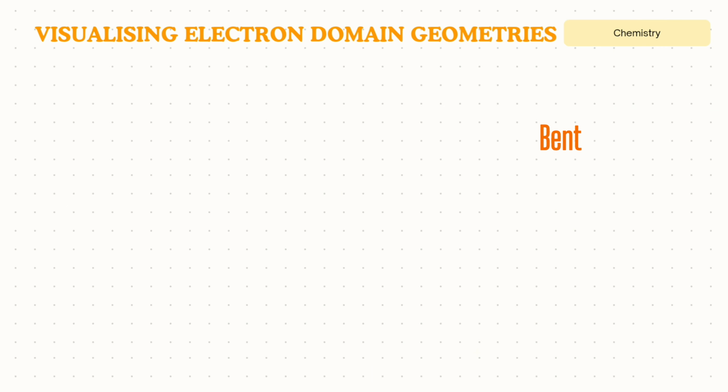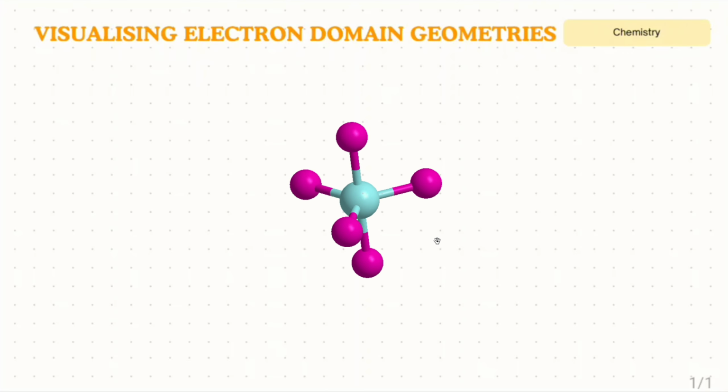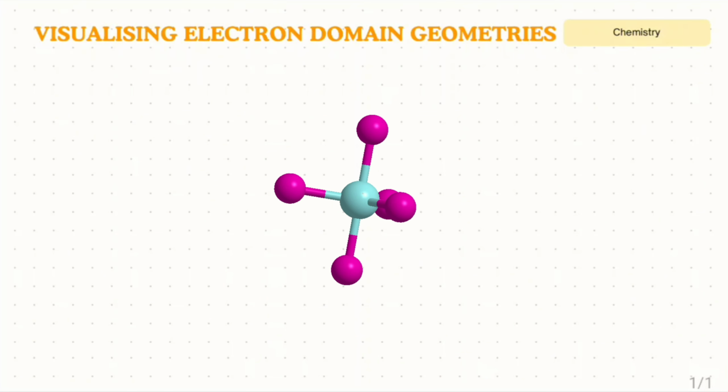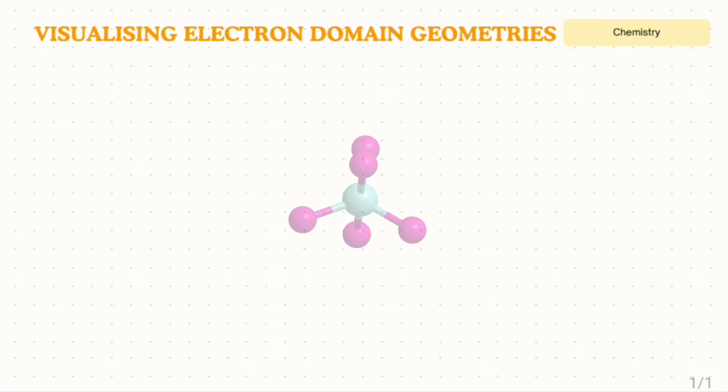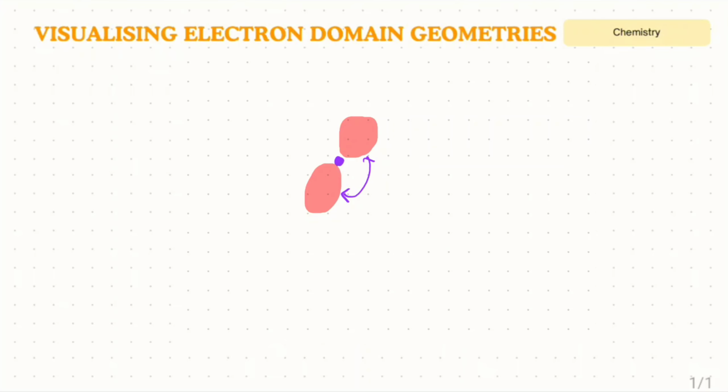Most students try to memorize molecular geometries like they're random facts, but the truth is, molecular geometry is actually incredibly logical once you can visualize electron domains around the central atom. In this video, I'm going to show you how to see electron domains in 3D, how each number creates a specific geometry, and why molecules naturally arrange themselves this way.